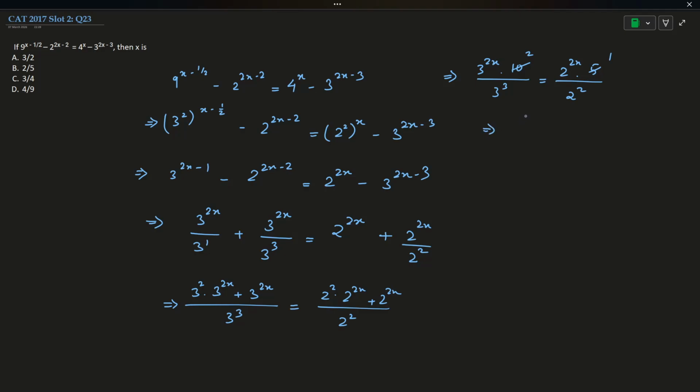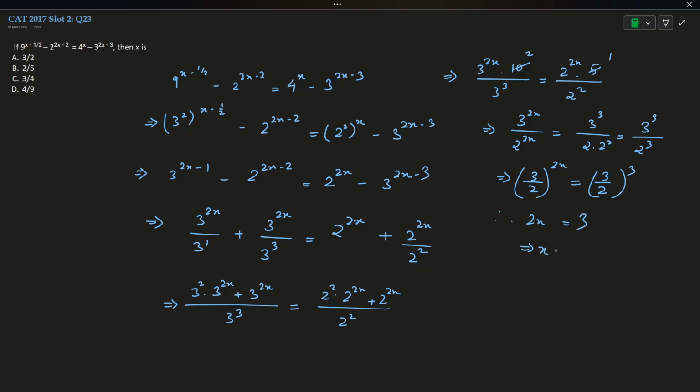So if I bring powers of x to one side, I will have 3 to the power of 2x by 2 to the power of 2x is equal to 3 cube by 2 into 2 square, which is basically 3 cube by 2 cube. This can be written as 3 by 2 whole to the power of 2x is equal to 3 by 2 whole to the power of 3. From here I can say 2x equal to 3 or x equal to 3 by 2.